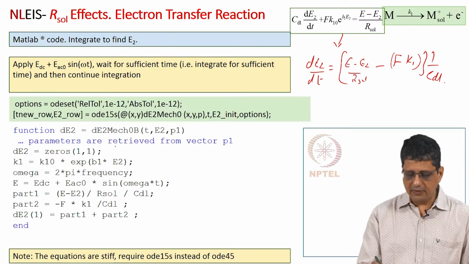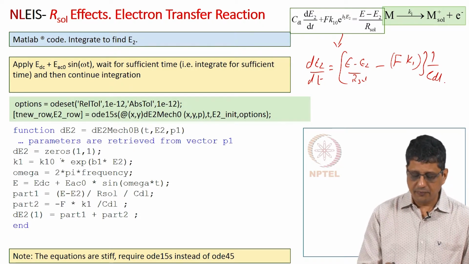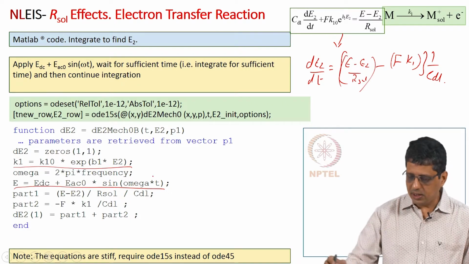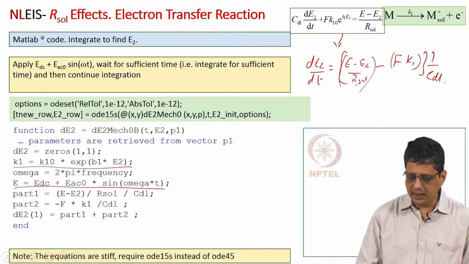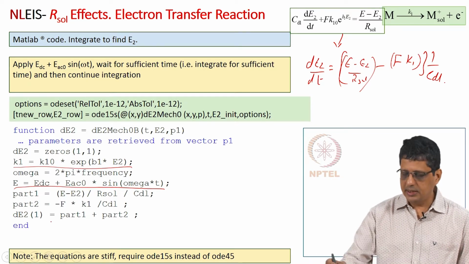So, we retrieve the parameters. We need to use ODE15s because it is a stiff equation. We find the value of k1 and we write the value of E. The first part we write as (E minus E2) by R solution divided by Cdl. The second part we write as F k1 by Cdl, and this is the derivative.